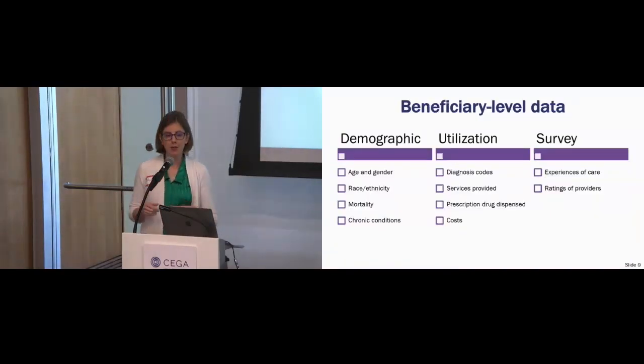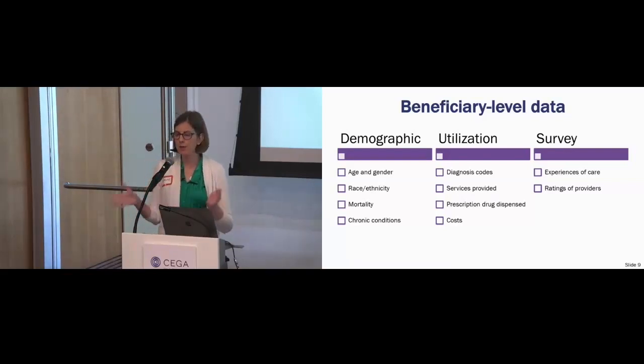So the beneficiary level data provide a wealth of information on all of the Medicare beneficiaries who receive coverage from Medicare. So they fall into sort of three general buckets that I've created. Demographic, so you have information on the age and gender, race and ethnicity, mortality, so did they die in the past year or several years, chronic conditions that they've been diagnosed with, also enrollment, so are they enrolled in traditional Medicare or Medicare Advantage? Do they have a Part D plan and so on? And how has that changed over time? So beneficiaries are allowed to change plans over time.